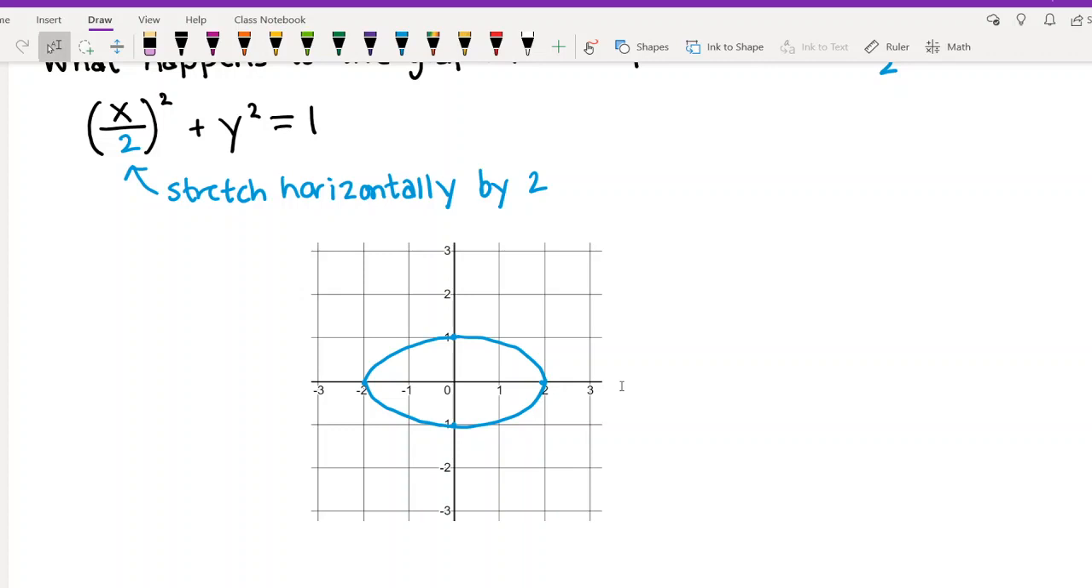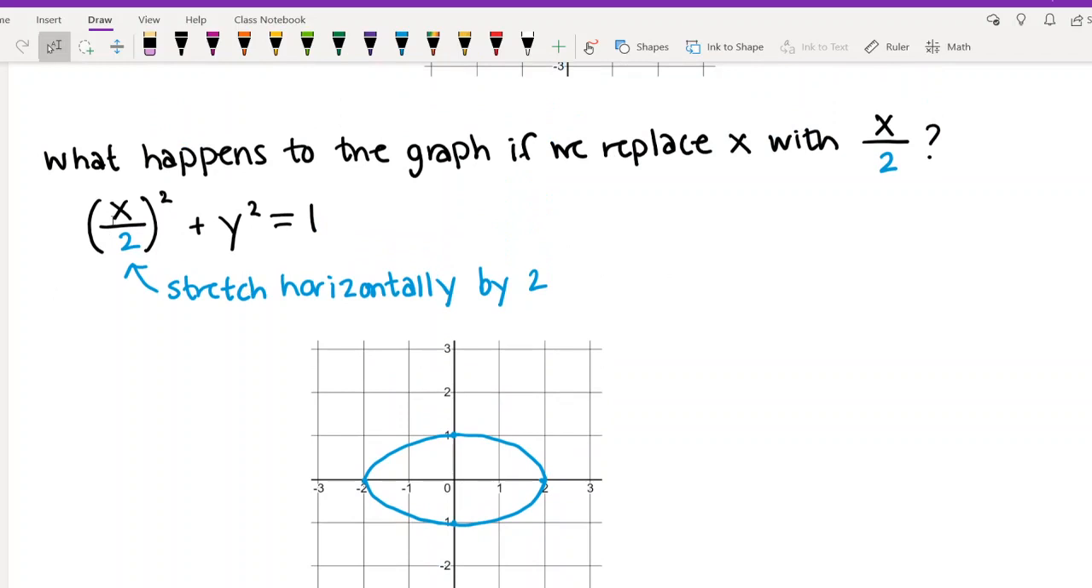The way that you would typically write the equation of this ellipse is that you would square this fraction. So really this would be written as x squared over 4, because you are taking this fraction and squaring it. But why did I start by writing it as (x over 2) squared? To help you see where this shape is coming from, the fact that we're actually stretching horizontally by 2.